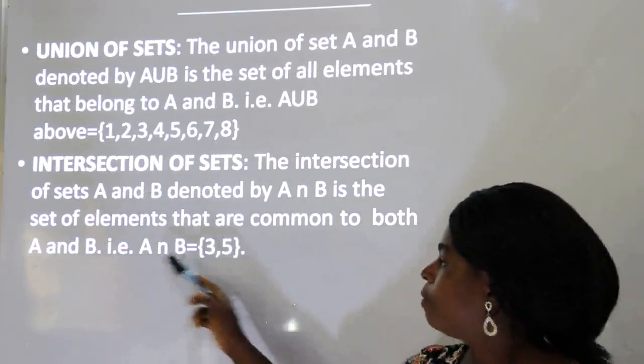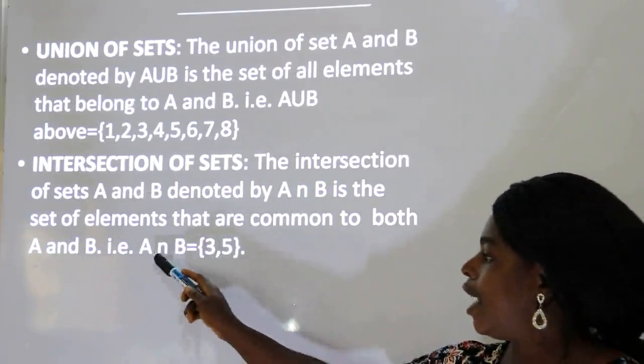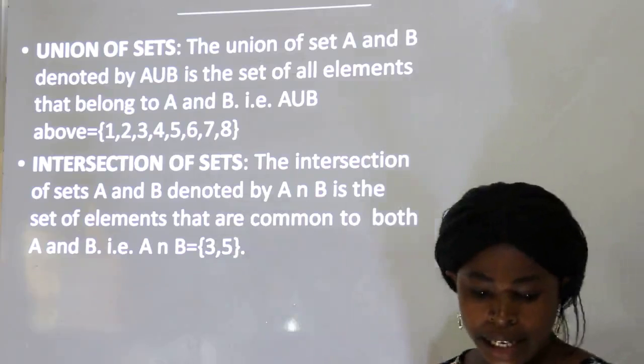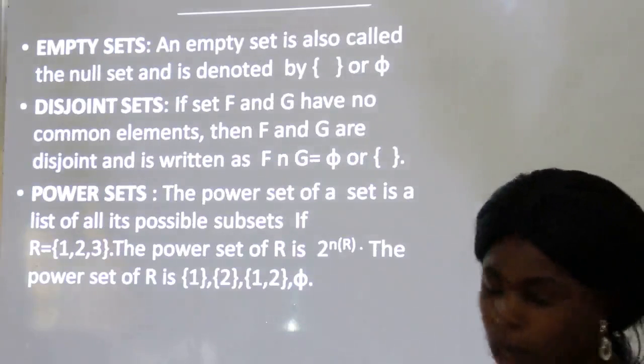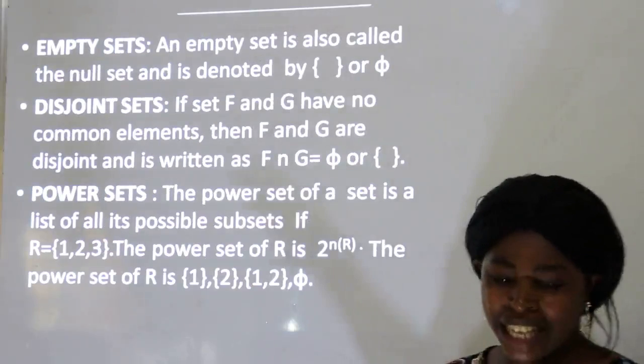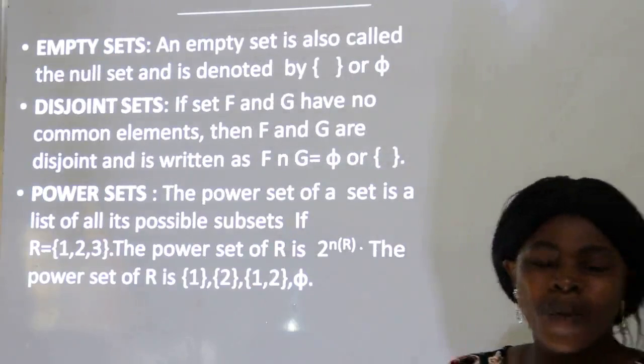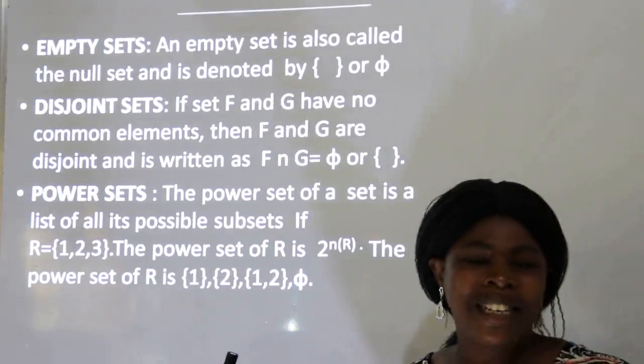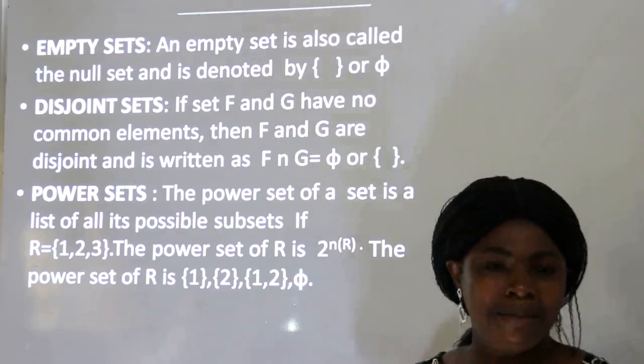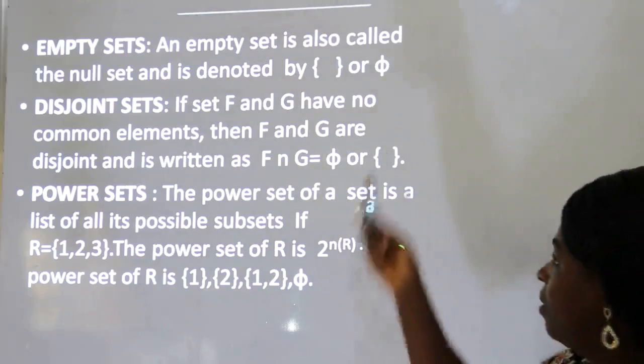So A and B, that is 3. A intersection B is what? 3 and 5. So let's look at the empty set. Remember I told you, when a set has no element in it, we say it is an empty set. That is what we have.